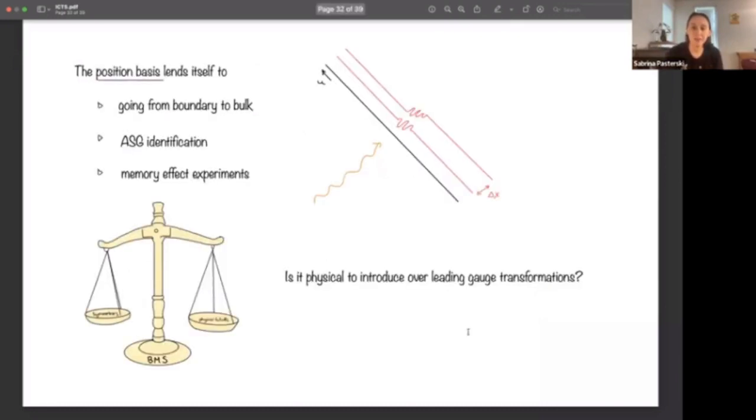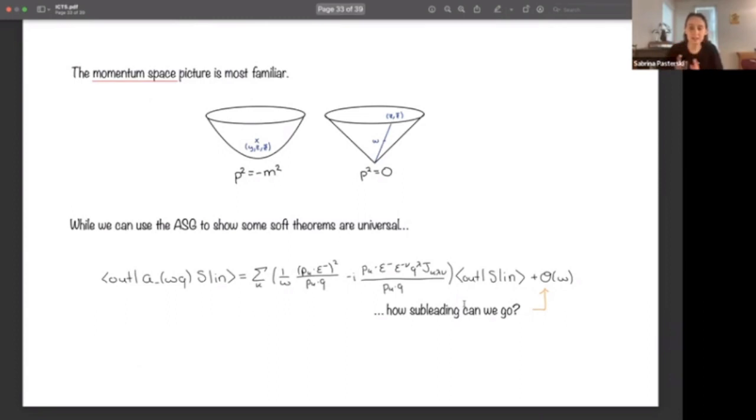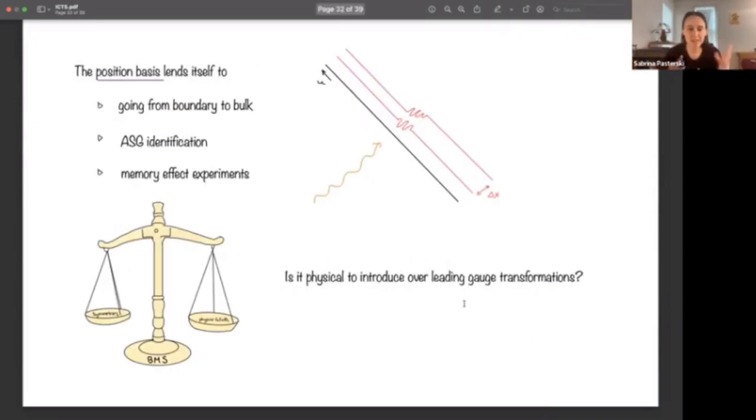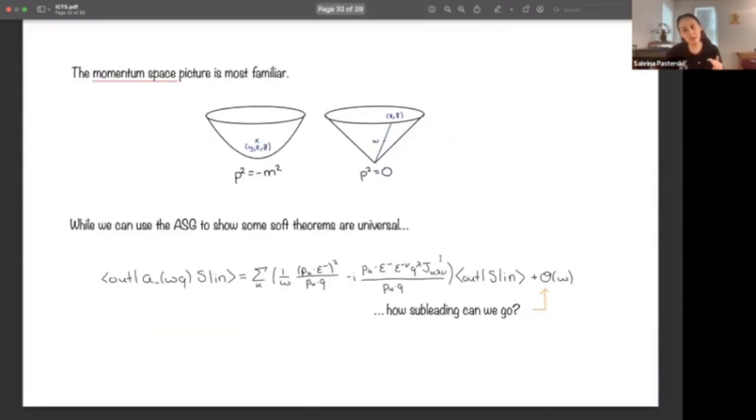Do I want to add, for instance, leading R pure gauge directions to my phase space just for the sake of their canonical conjugates being some subleading R multipole moments that I can pick up now and measure? That seems like a kind of drastic thing to do, to augment your phase space with a direction that's supposed to be pure gauge anyway. But people have proposed that. And so that interplay, I just want to emphasize, is kind of a downside of the position space picture. It's not always clear to see why the asymptotic symmetries are physical.